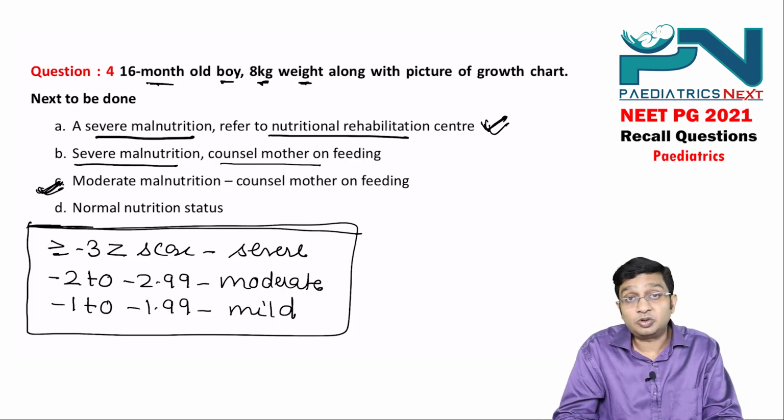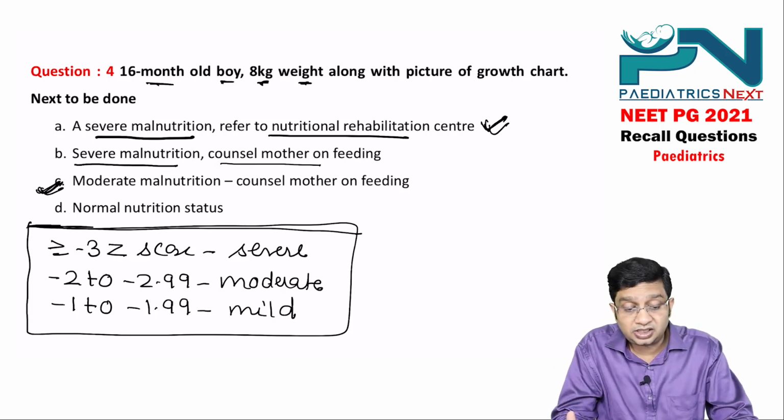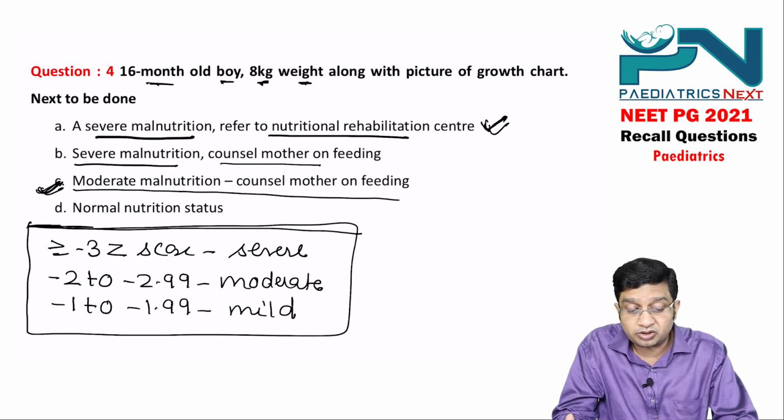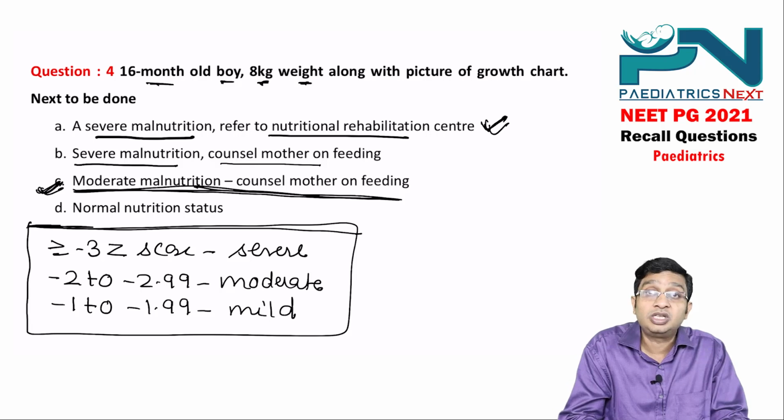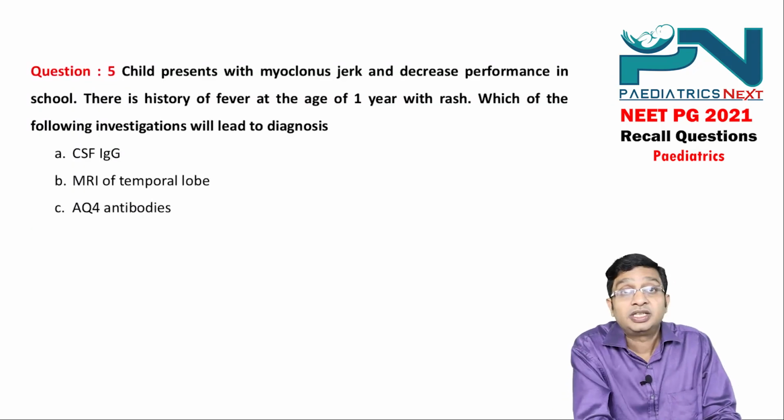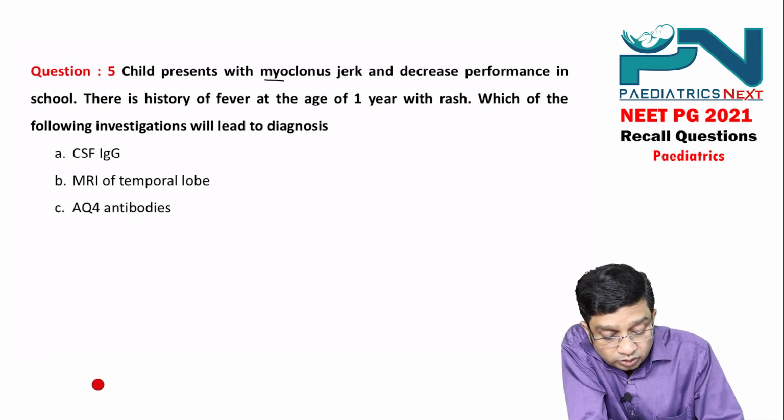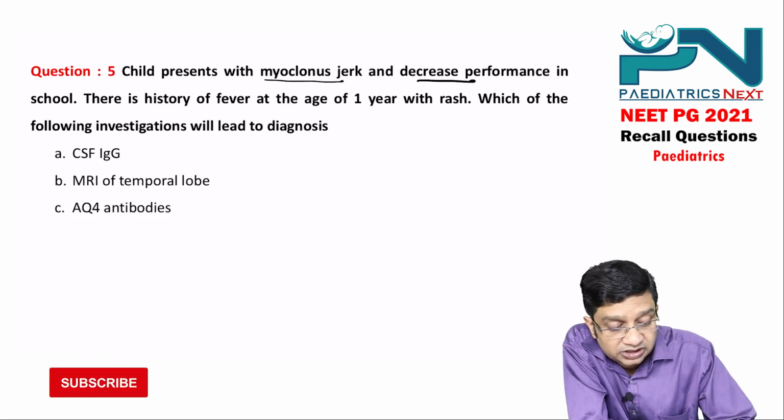So therefore, most likely if it was -2 to -3 according to the many students, then your answer should be moderate malnutrition and counsel the mother on the feeding. Right? Then the child presents with the myoclonus jerks and decreased performance in the school.